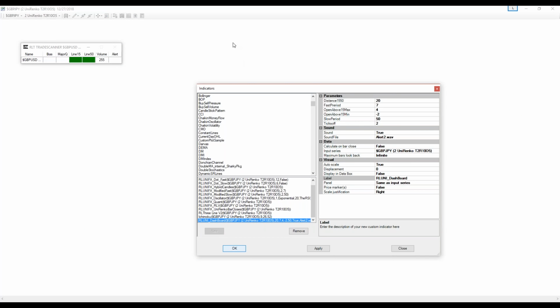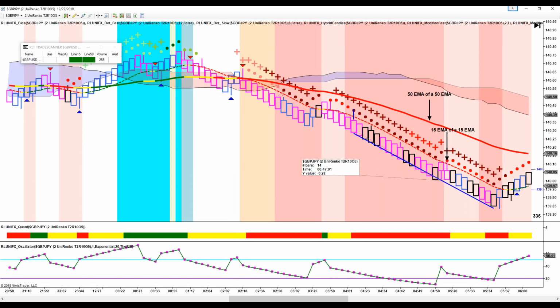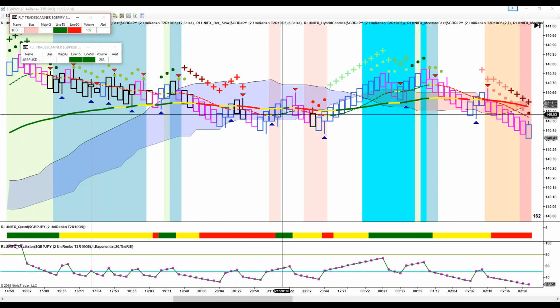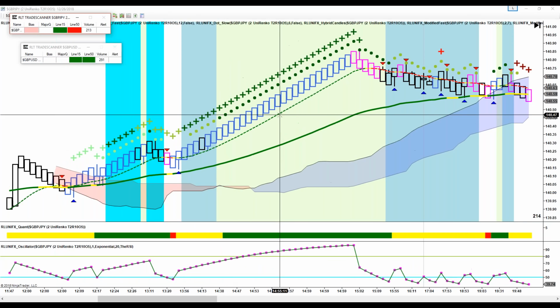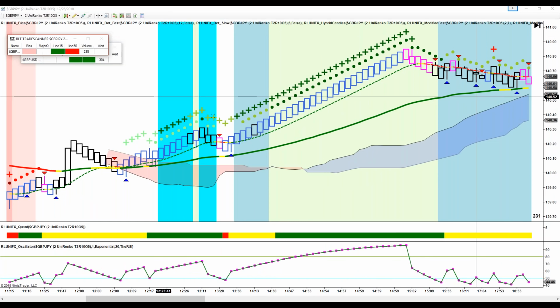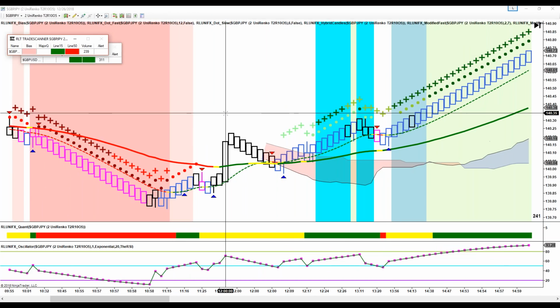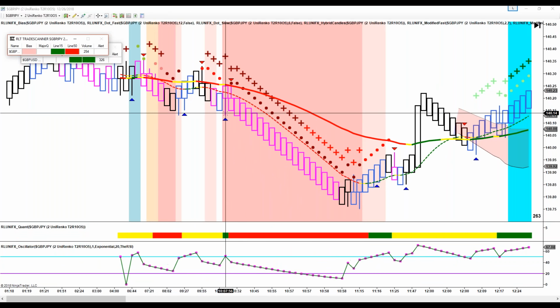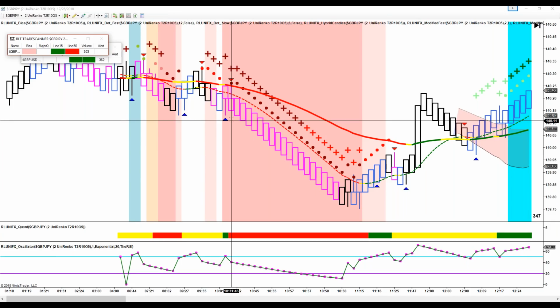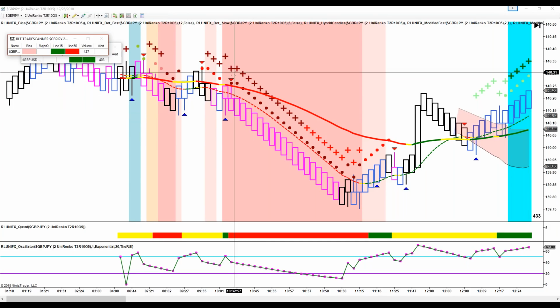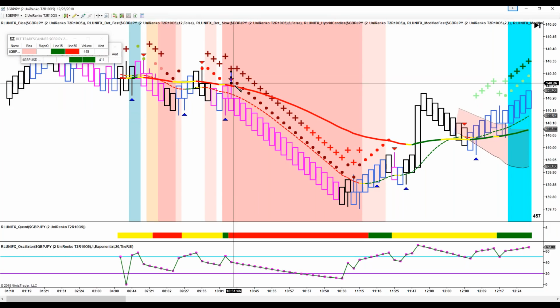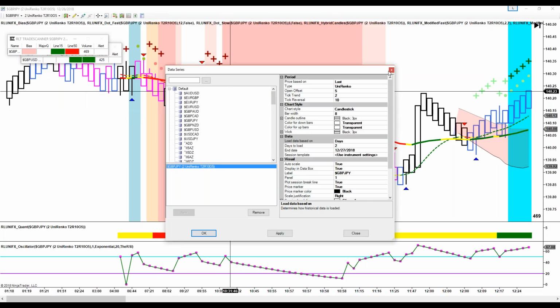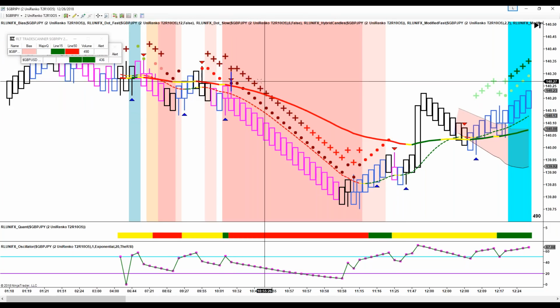And just go back to our template. Now, this is a completely different instrument. We're now on the pound yen. And look at this entry right here. I mean, if you don't take this entry, you gotta stop trading. And you gotta move to a different profession.